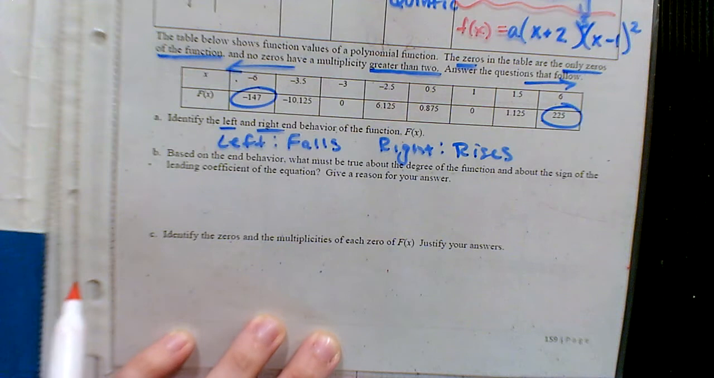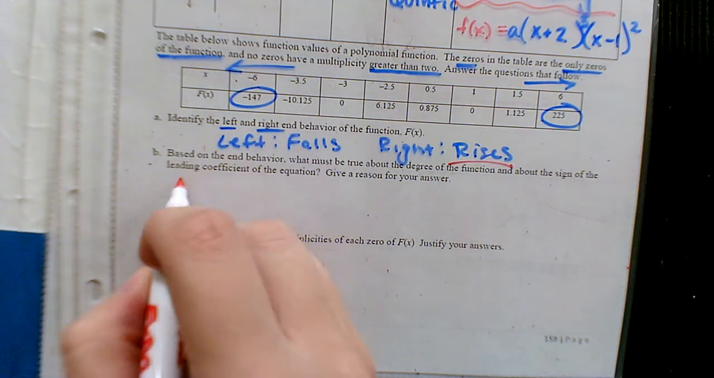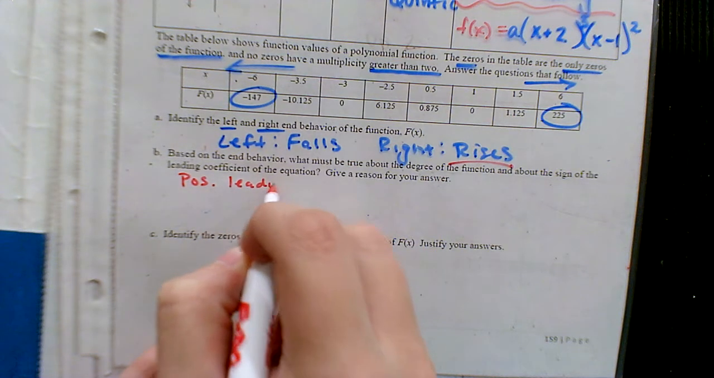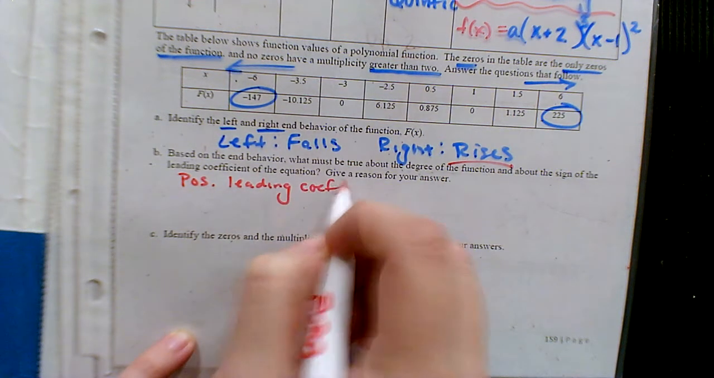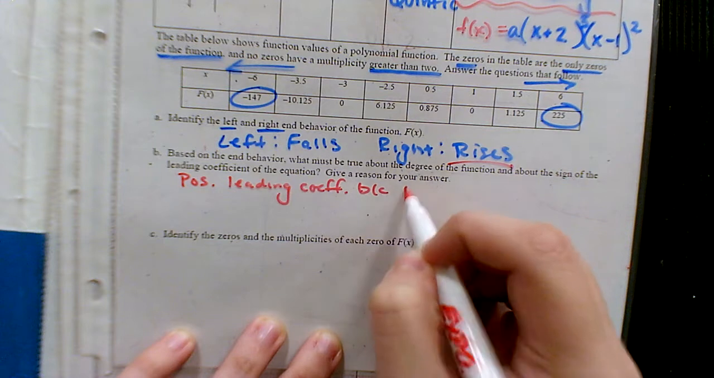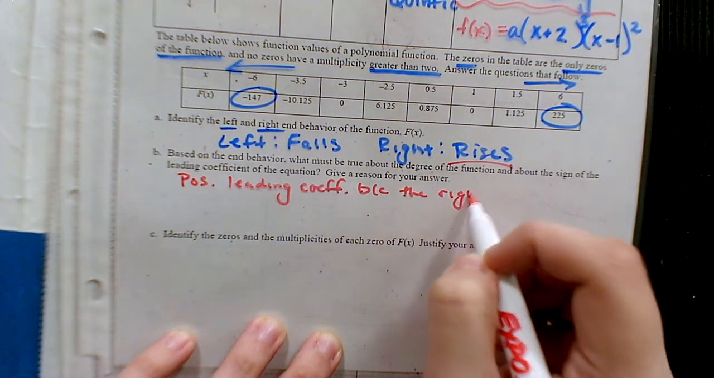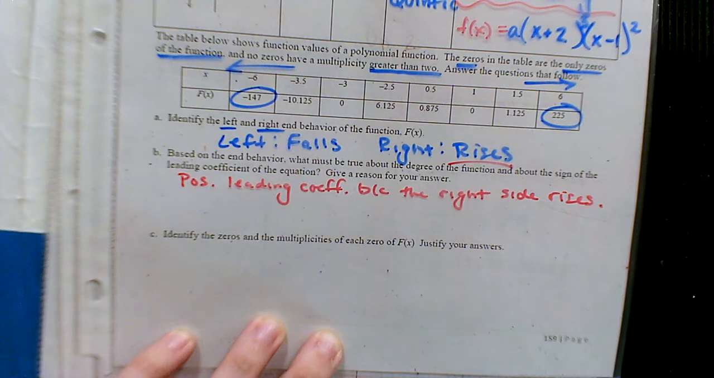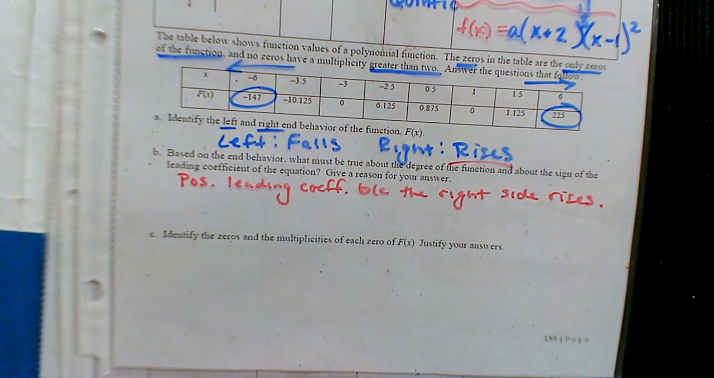Because the right end behavior rises to positive. Okay, so we'll say positive leading coefficient because the right side rises. So when we get to writing the equation, we know we need a positive A, or a positive number out front.